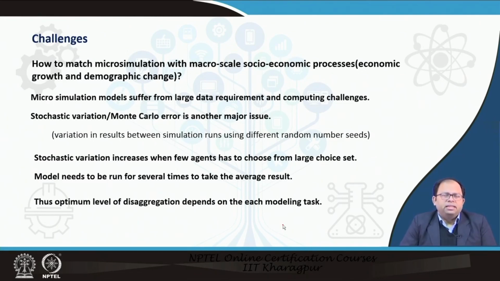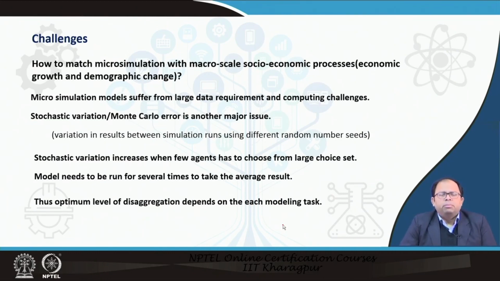A person can always ask, okay, if the model predicts differently at different times, which result should I take? In that case, a model can be run several times and we can average the results, and that could be taken as the final outcome, either of land use processes or of transportation processes and so on. So that is one problem, and also a partial solution to it.